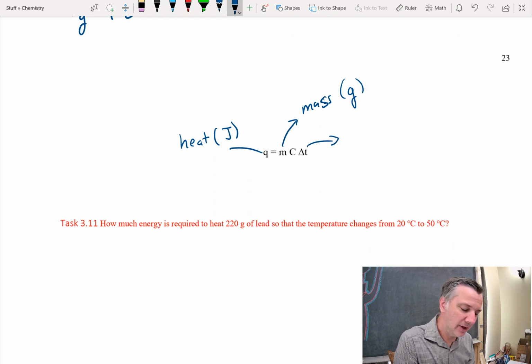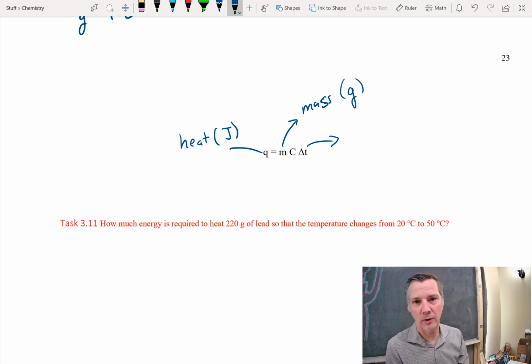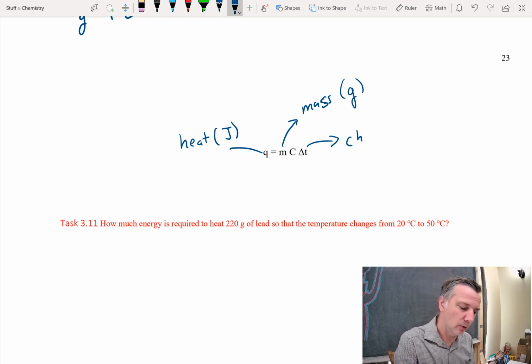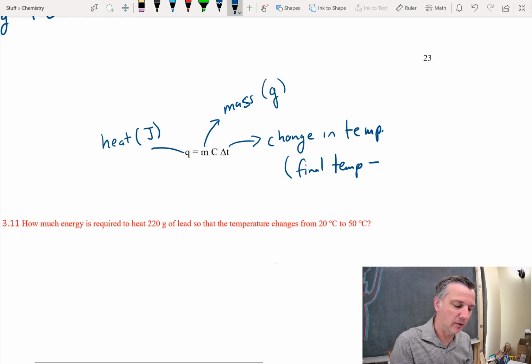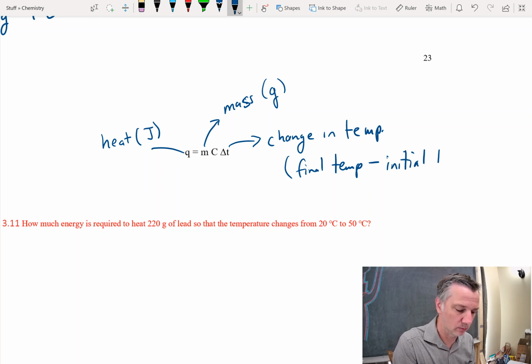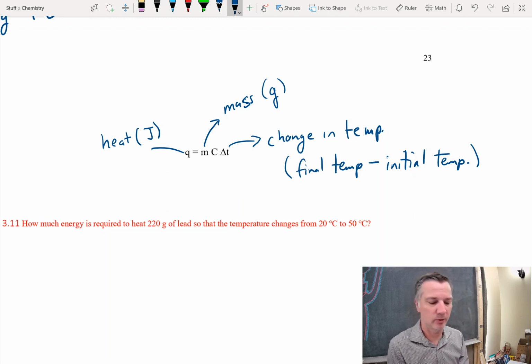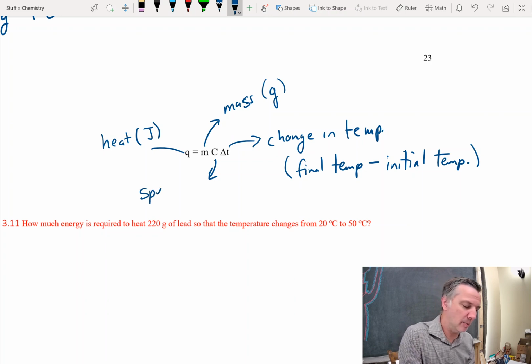Delta T, delta, that triangle there is delta. Delta always means change in. So this is the change in temperature. Now to calculate that, it's always going to be the final temperature minus the initial temperature. And you'll see that when we do some sample problems. And finally, C, that is specific heat capacity.